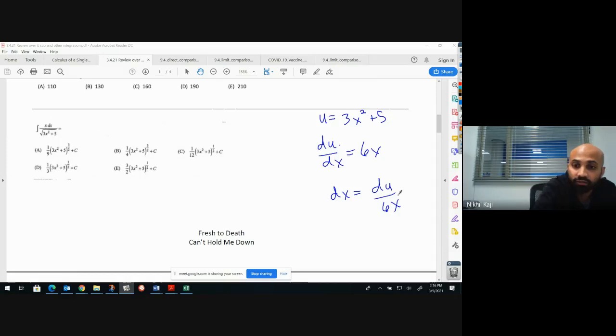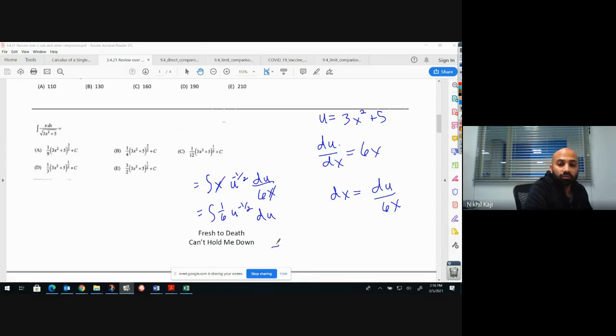And now let's see what will happen. We end up with x. Let's bring that square root to the top, so it would be square root of u, but we'd bring it to the top, so we'd make it to the negative 1/2 power because we're bringing it to the top. And dx is equal to du over 6x. All right, cool. The x's cancel out. So now we're just really left with 1/6 u to the negative 1/2 du.